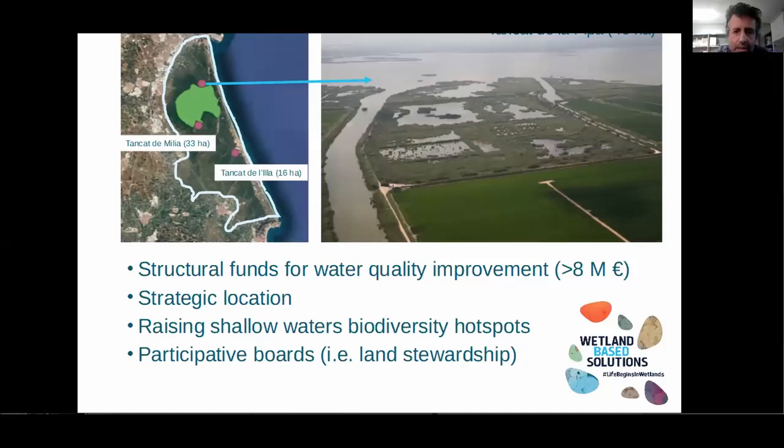The biggest is that one, Tancat de la Pipa, in the north. More than 8 million euros of structural funds were used 15 years ago to buy them. I think it is very important to show the location, because they are in the surroundings of the lagoon or other complementary aquatic environments.